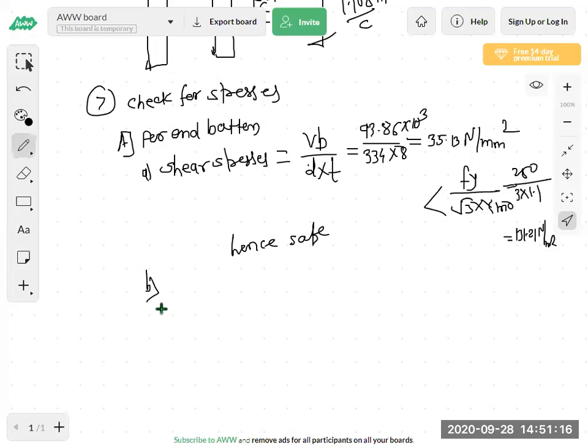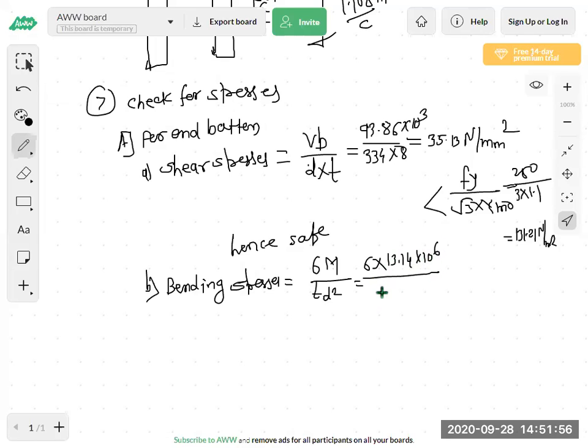Then small b, bending stress. The formula for bending stress is 6M divided by T D square. So 6 into moment. Tell me in Newton mm. Moment is 13.14 into 10 raised to 6, divided by T, which is 8.